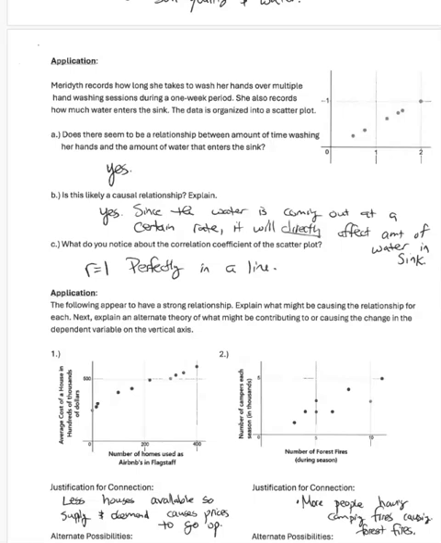Next, what do you notice about the correlation coefficient of the scatter plot? Since these are falling perfectly in line and it's got a positive slope, I would say that the correlation coefficient R equals 1. And that's just going perfectly in line. So this one, the one that we were most tempted to say is one causing the other, is going to have a correlation coefficient of 1.